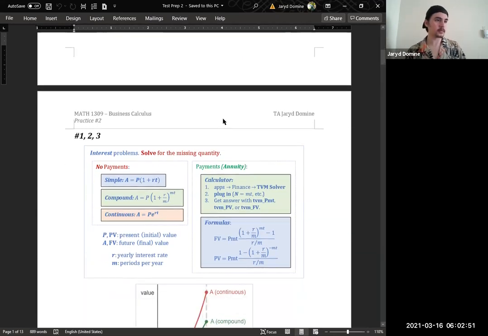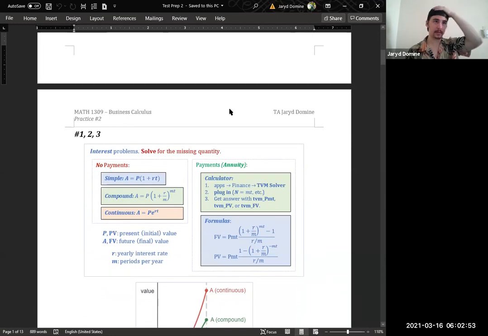So problems 1, 2, and 3. These are all about interest. And there are two main types of interest problems that you're going to be dealing with: ones that have payments and ones that don't have payments. And you'll be able to tell from these word problems whether there's a payment involved.